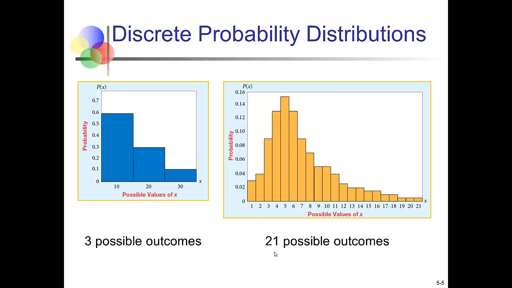So the graph on the right shows 21 possible outcomes. You see each of those possible outcomes listed here. And the height of the bar again represents the probability of that possible value coming up.